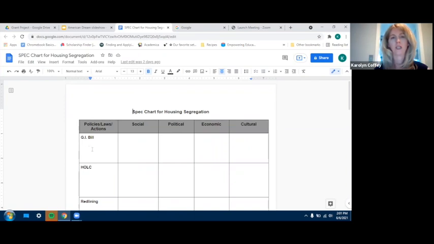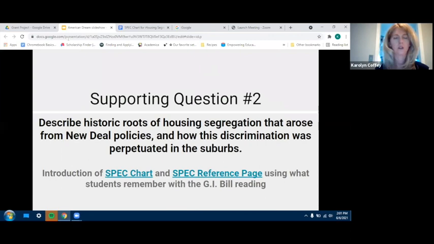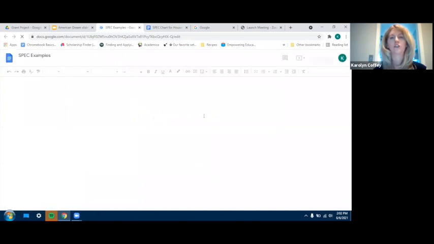Students can write in here a definition or a brief explanation of what the GI Bill is, and then explain whether or not the GI Bill was a social, political, economic, or cultural factor that led to housing segregation. Okay, let me go back to the PowerPoint there. So this will be a chart that will be used throughout the remainder of the unit, and students will add to that chart. I also have here a SPEC reference page that students can rely on.